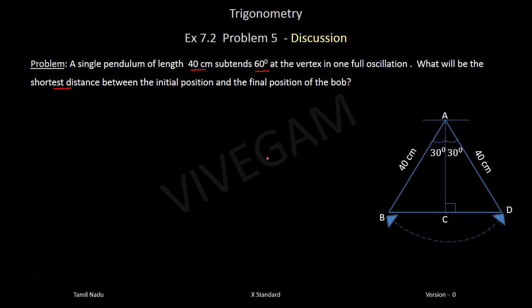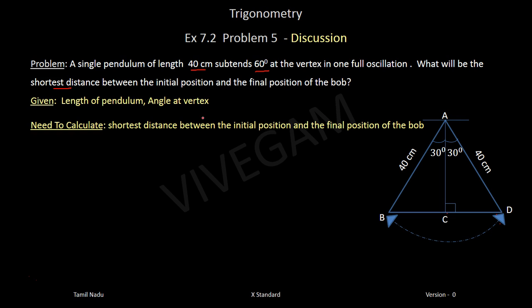So that is what they are asked. Shortest, these are the two extremes, initial or final, and they are asked to find the shortest distance, that is BD. Okay? Right. What is given? Length of the pendulum 40 centimeter. Angle at the vertex 60 degrees. Next, we need to calculate the shortest distance between the initial position and the final position, that is B and D. So what is the shortest distance? It's a straight line.